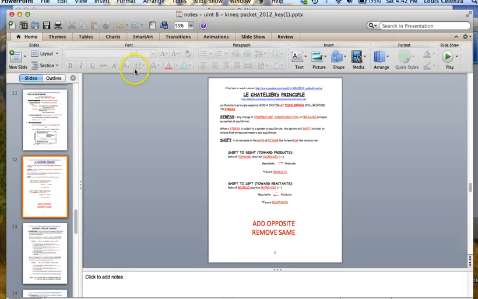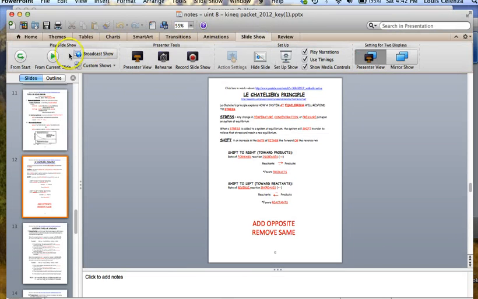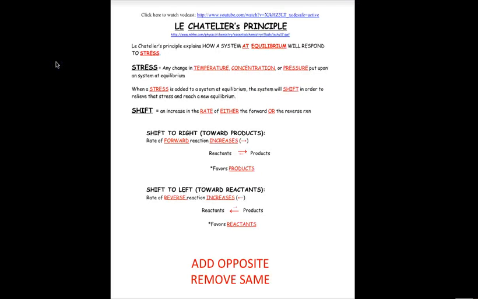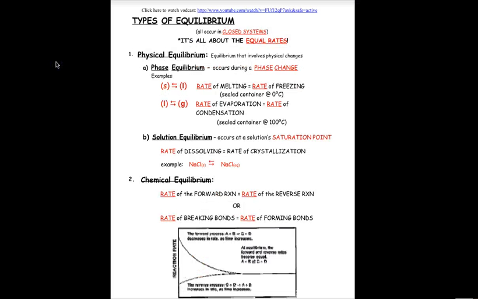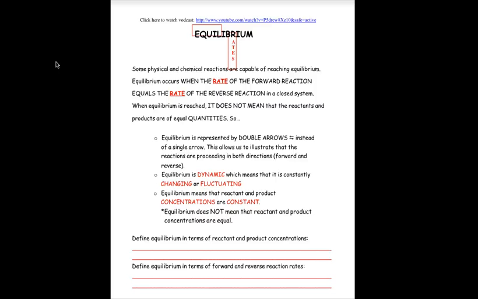Okay, so here we are with Unit 8, and we're going to be looking at lesson number 6, and we're going to be looking at equilibrium. So before we do anything else, let's just quickly run through the term equilibrium. It's definitely an important term.